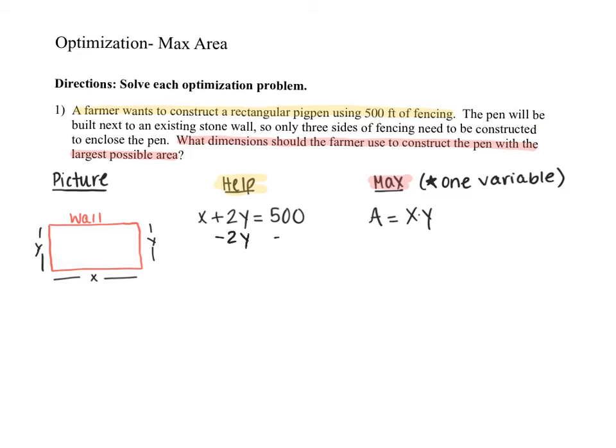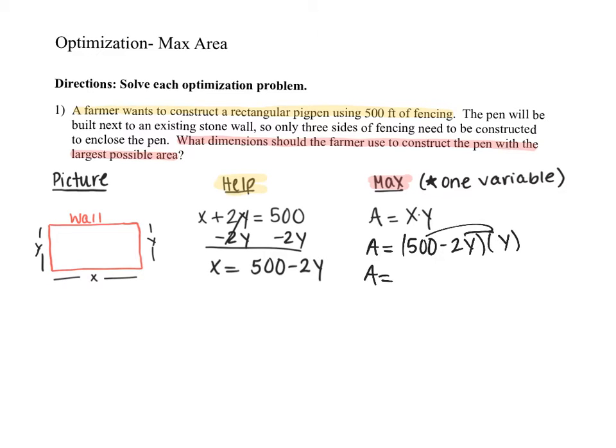All I'm going to do is subtract 2y, and I don't have to divide by anything, so I'll solve for x. So x is equal to 500 minus 2y. And what I'm going to do with that is put it into my max equation for x. So we have area is equal to x, which is 500 minus 2y, times this y. I'm going to simplify it a little bit more by distributing the y. So 500y minus 2y squared. This is my equation that I need to maximize.